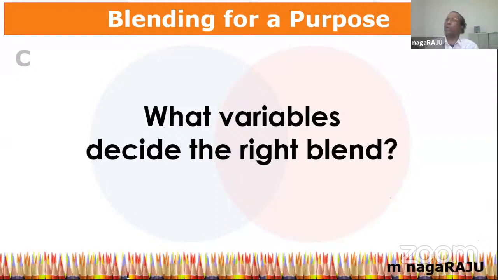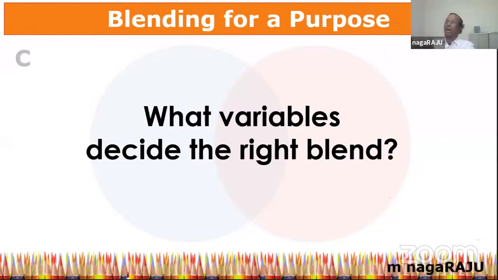How do I blend? What do I blend? Suppose I say, okay, 1% of classroom education and 99% of online education is my combination. Is that okay? I don't know. Maybe that's okay to some. It depends. So there must be some factors that help us decide how and how much to combine.